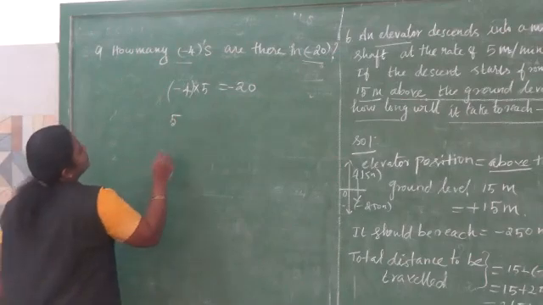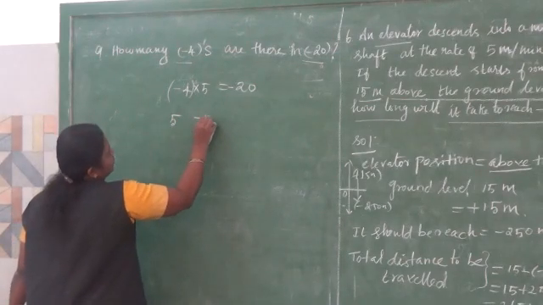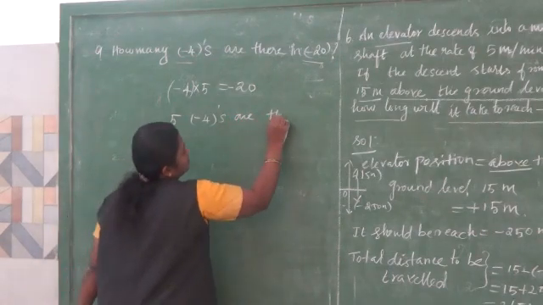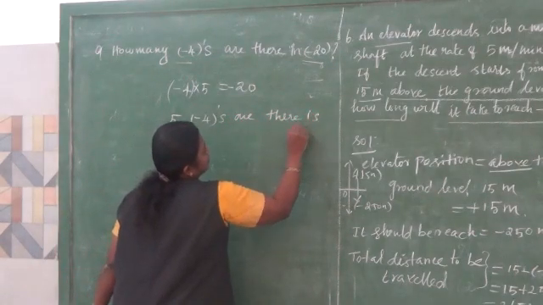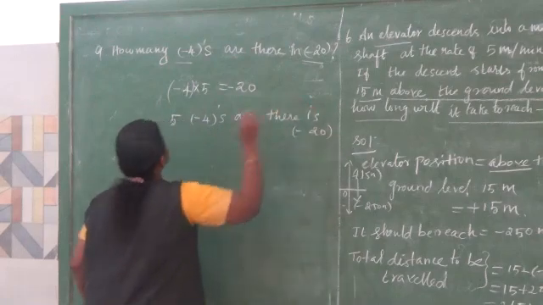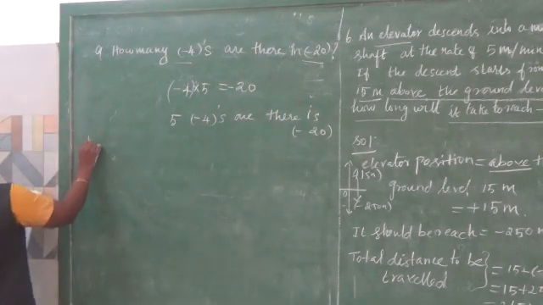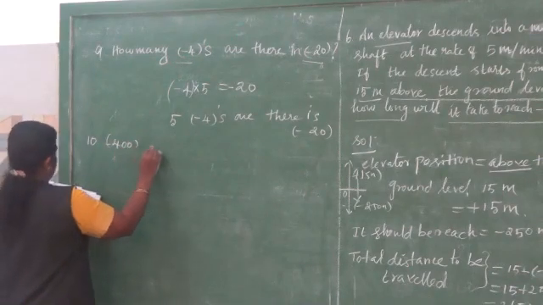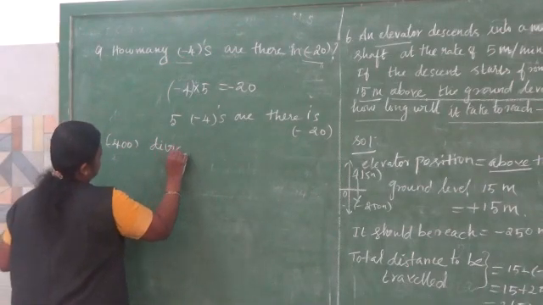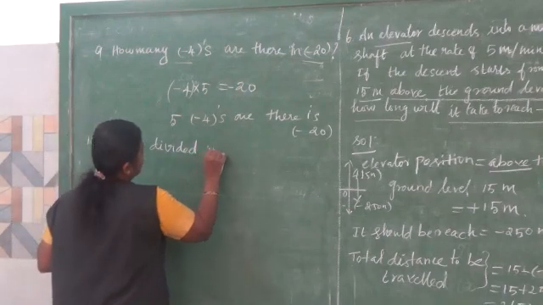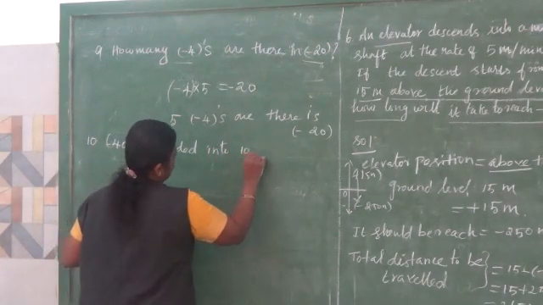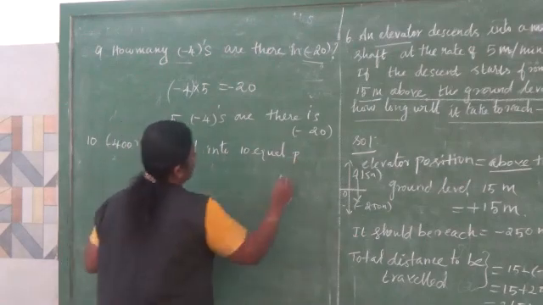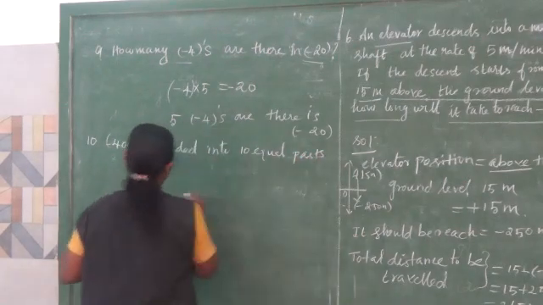So 5 minus 4s are there in minus 20. 10th problem: minus 400 divided into 10 equal parts gives.